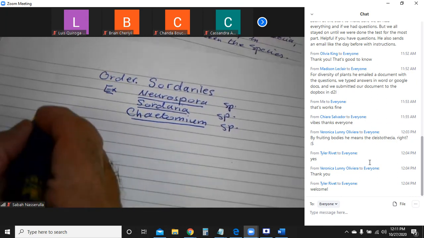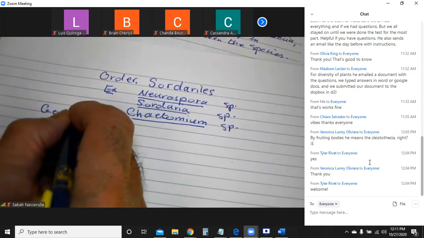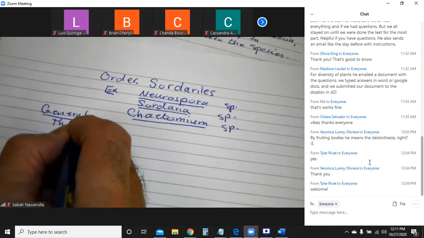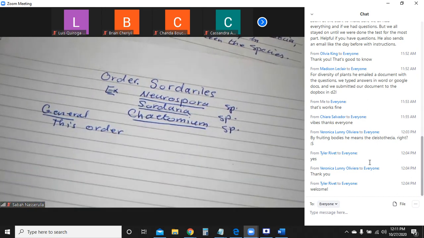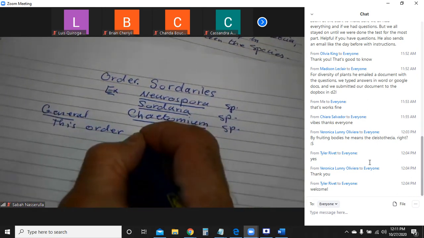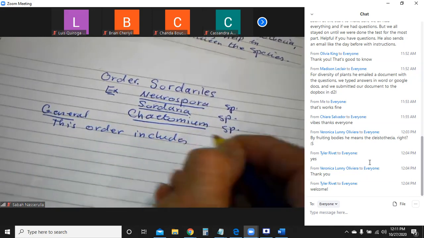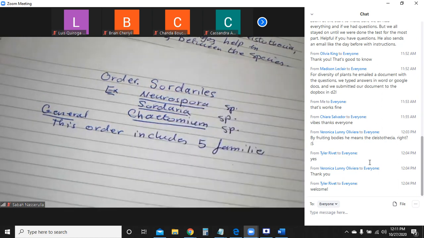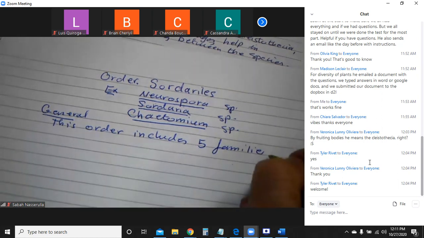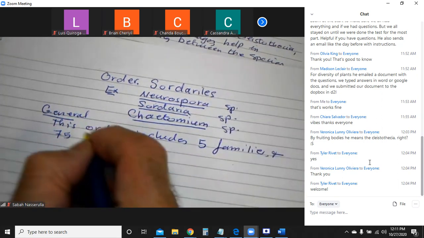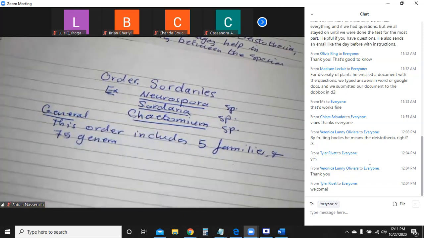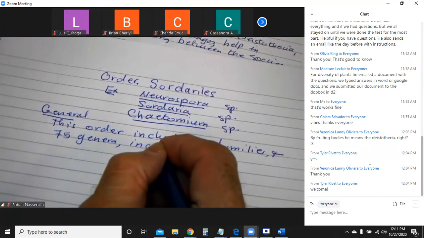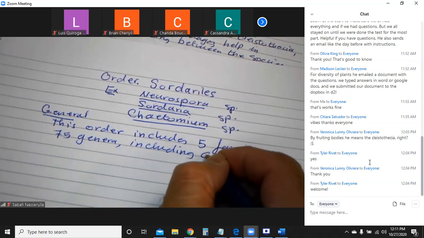Now, as I mentioned to you, in general this order includes about 5 families and contains about 75 genera, including, of course, about 600 species.